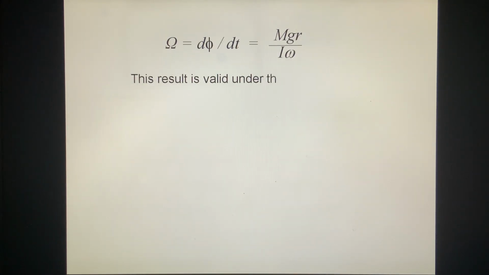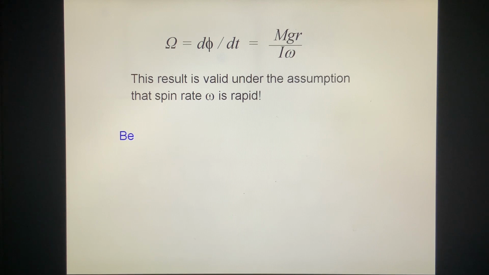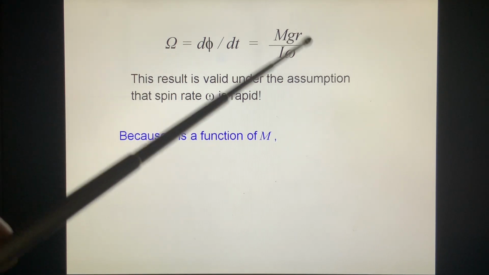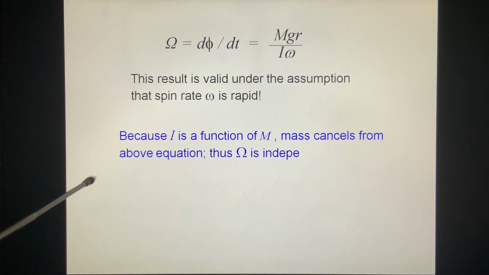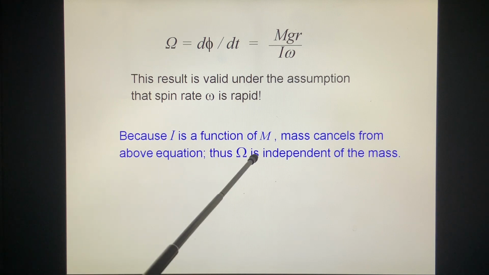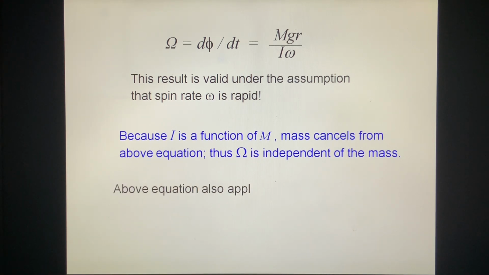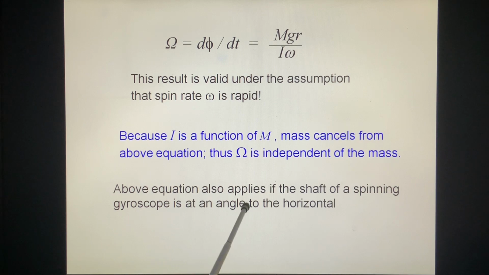This result is valid under the assumption that the spin rate omega is rapid, very large. Because I is a function of m, the mass cancels out from the above equation. So the precession rate is independent of the mass. The above equation also applies if the shaft of the spinning gyroscope is at an angle to the horizontal.